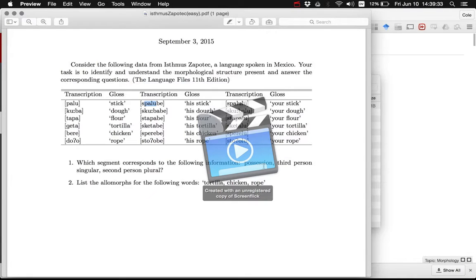Well, this would actually be fallacious reasoning. So as we continue to look through the rest of the data in this whole line, so his stick, his dough, his flour, his tortilla, his chicken, and his rope, we'll actually notice that there's the S at the beginning of all of them, the BE at the ending of all of them, and the root looks like it stays the exact same no matter what. So for Palu stick and his stick, Spalu, or Spalube, let's pick another word, tortilla. So this one is Gaeta.